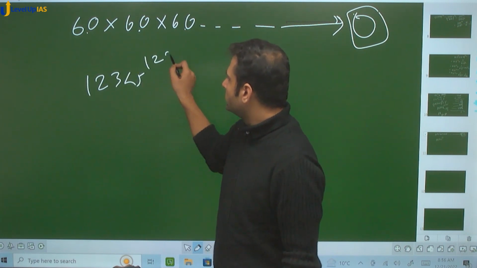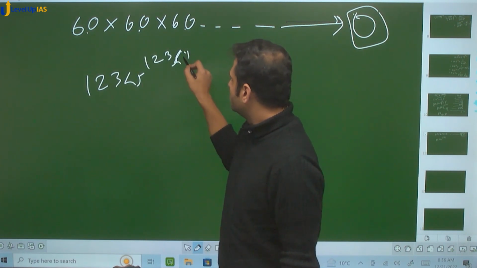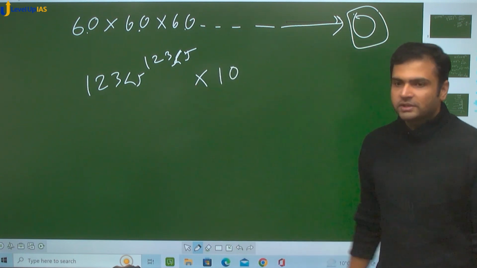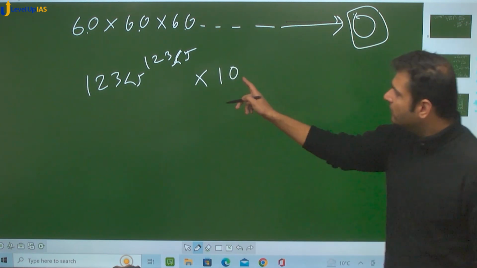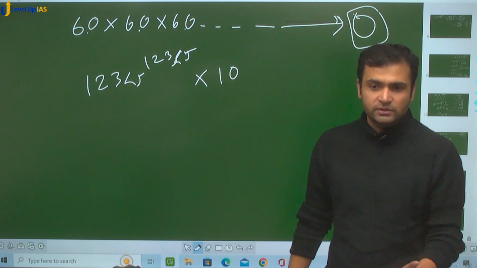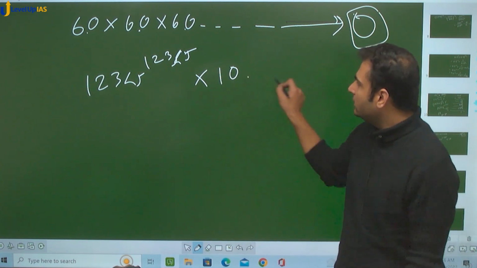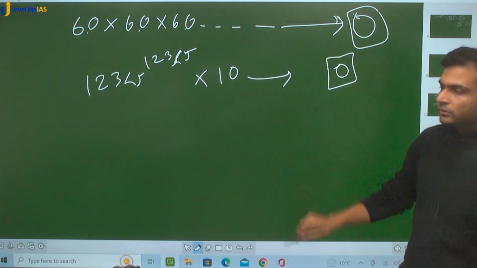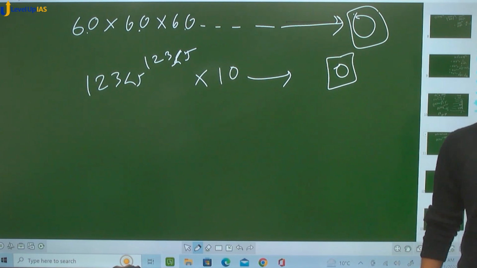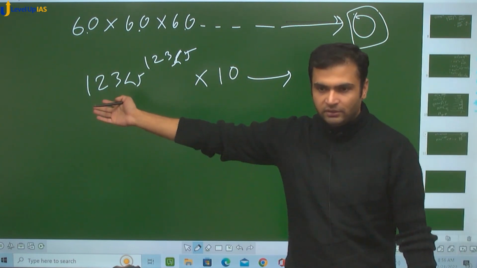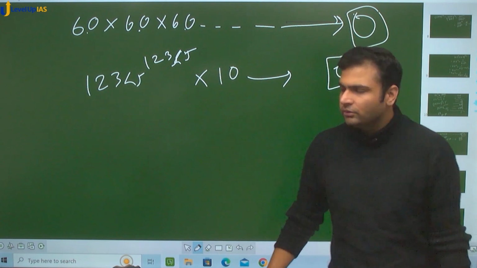In fact, raised to 1, 2, 3, 4, 5 into 10. Units place क्या होगा इसका? Even if 10 comes exactly once, then even then you will have units place as 0. Why? Because this number then becomes divisible by 10, and if a number is divisible by 10, you need a 0 at the end.